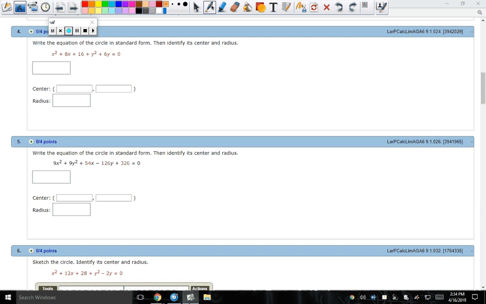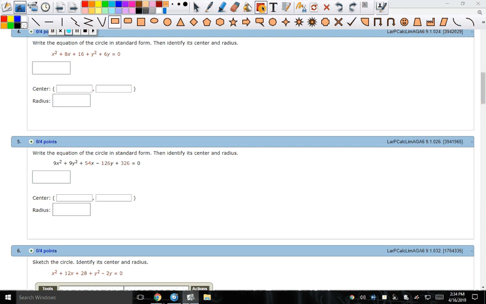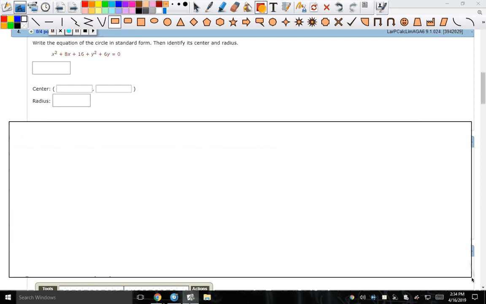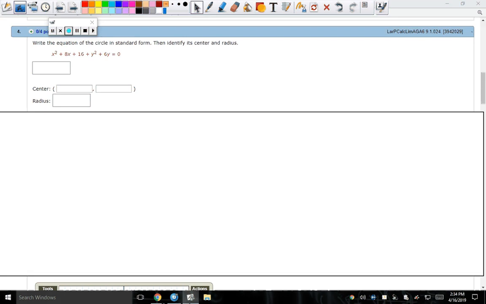Okay, so we will start with number 4 from the web assign. What number 4 is looking at is the equation of a circle asking in standard form.